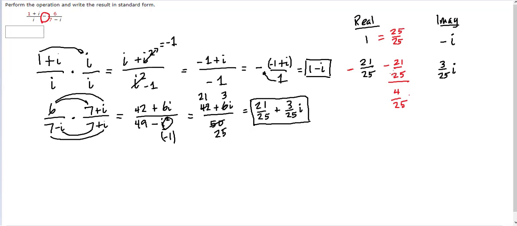And now for the imaginary part, I'm going to subtract, and likewise I have -i, so I'm going to rewrite that as -25 over 25 i, and I'm going to subtract 3/25 i. So -25 minus 3 means that this is -28/25 i. So we can write our final answer as 4/25 minus 28/25 i.